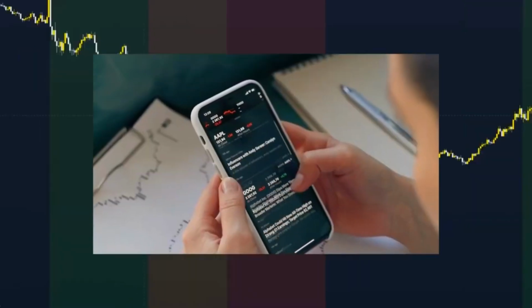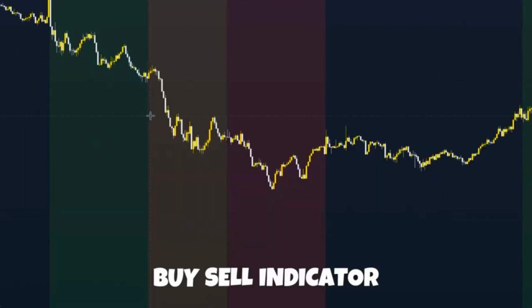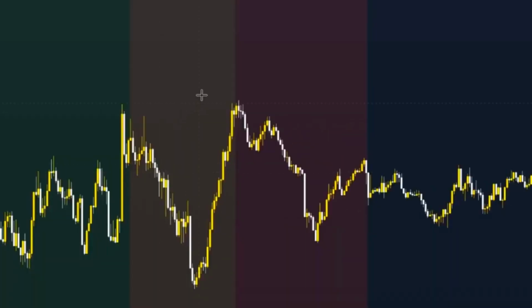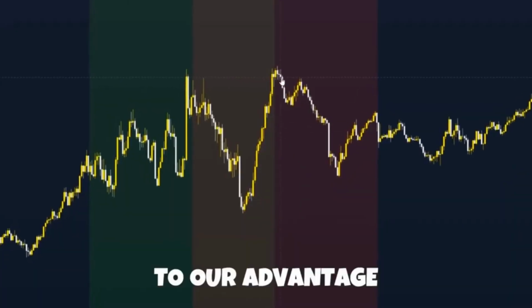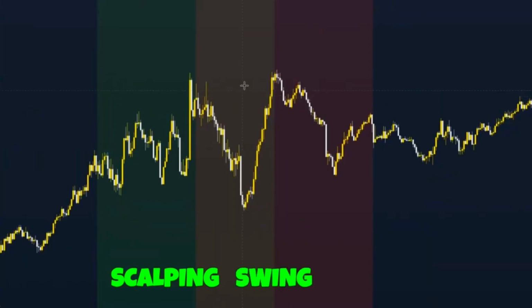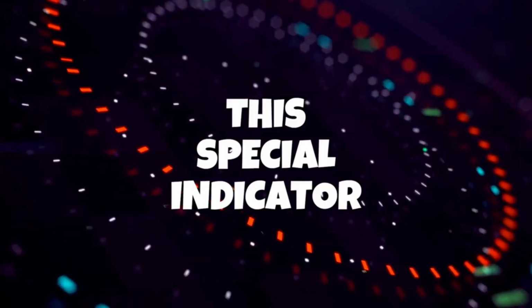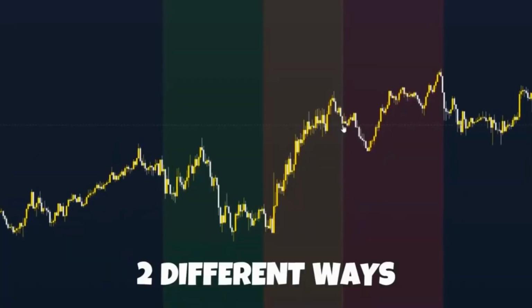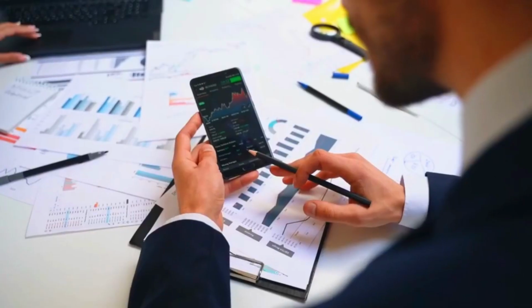It's super easy to use and it's basically a buy sell indicator but with a nice little twist. It's quite common knowledge that when the mixed session moves into the New York session, price usually reverses, and we're going to use this to our advantage to be able to take scalping swing trades. This special indicator will be able to signal whether we need to take the buy or sell for the direction, but there are two different ways that we can take profits and I'm going to show you that now.